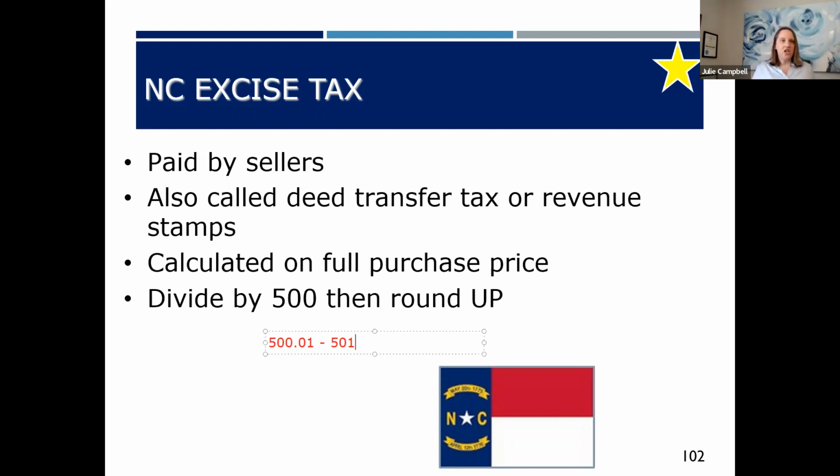Never gonna have change with excise tax. So you divide it by 500. If you have change, just round up and always up. Y'all, this is the government we're talking about here. So just round up to the nearest whole. They don't want to deal with change, and they want the higher of the numbers.